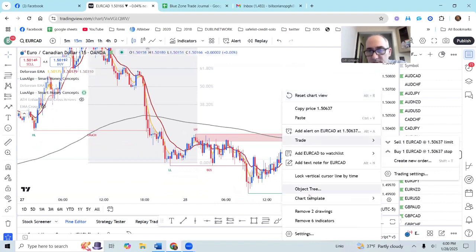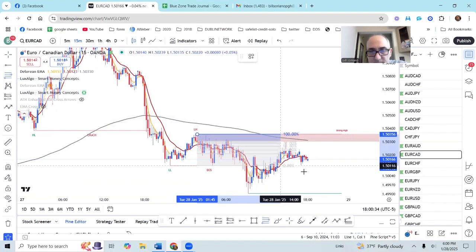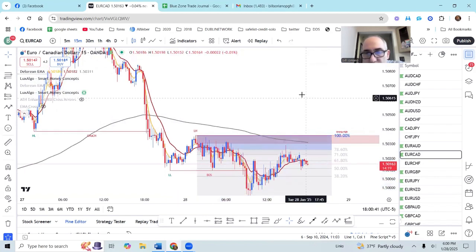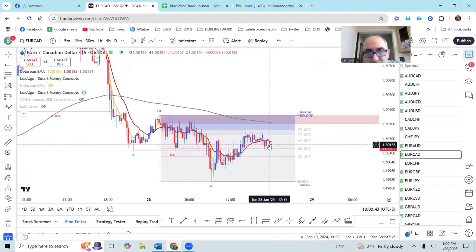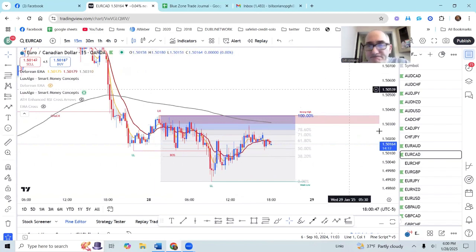So we can get rid of our other drawings there. We could draw our new fib from this high to this low. Price has already moved into our blue zone, and we have a potential opportunity to possibly take a short position here in EURCAD. Okay.